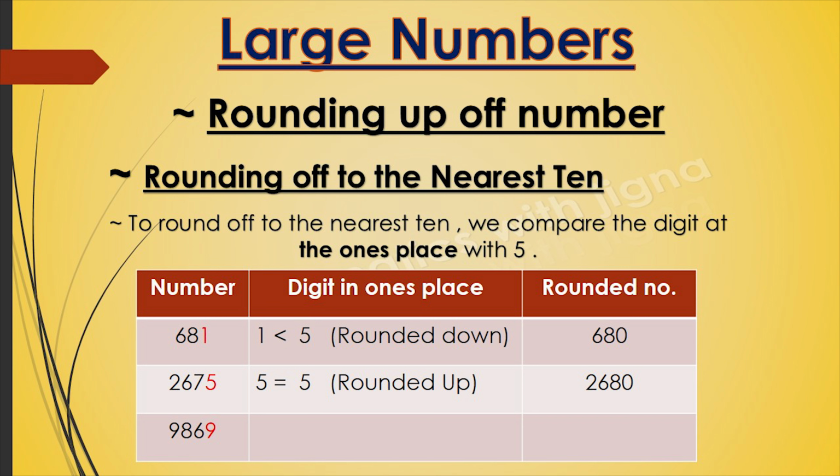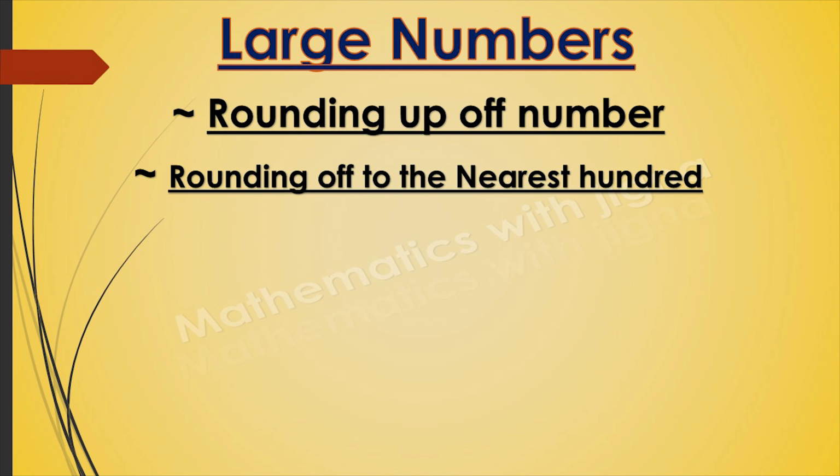9869. Here 9 is in the place of ones, and we know that 9 is greater than 5. When ones place digit is greater than 5, we round off the number by increasing the digit at tens place by 1 and writing 0 in the ones place. So here 6 plus 1, 7. So 987, and replace 9 with 0. So our answer will be 9870.